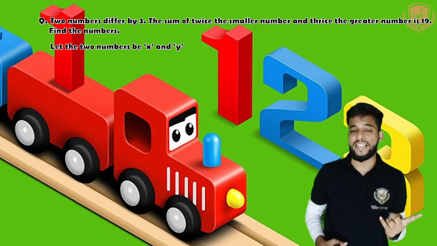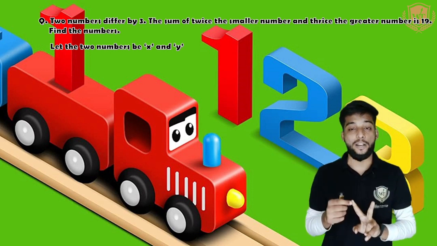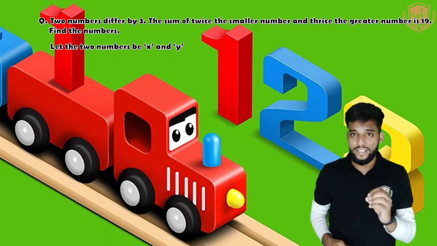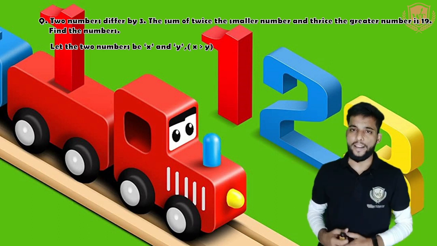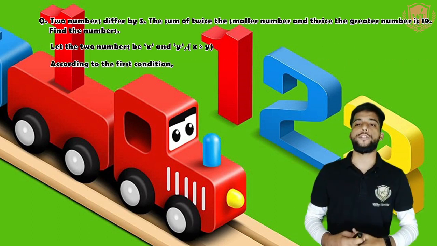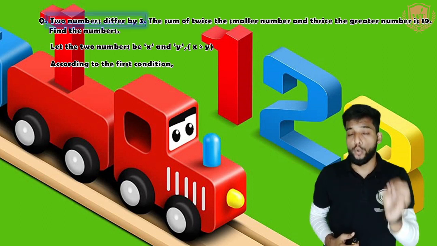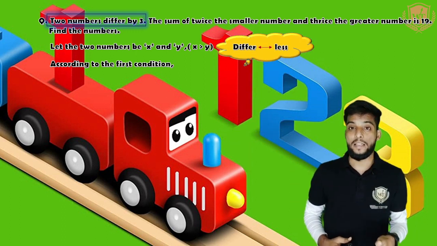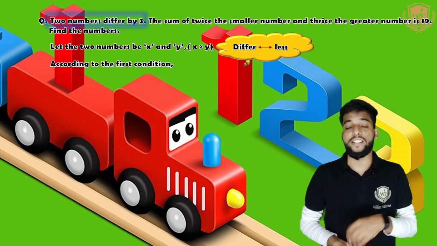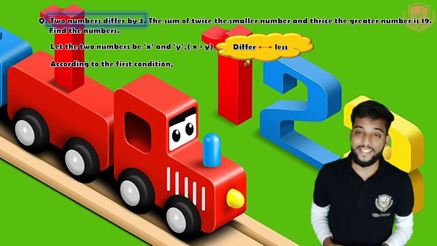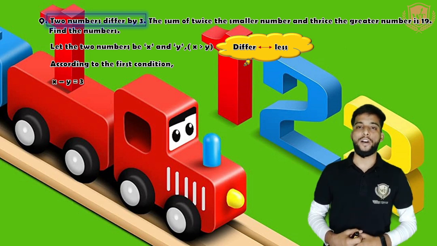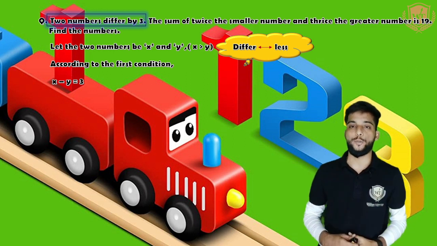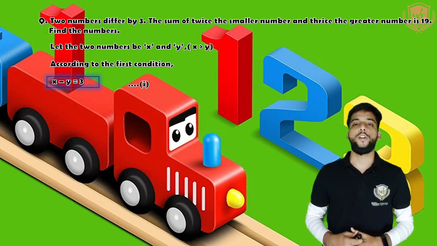Now students, as in the previous slide I told you, whenever you have two numbers, एक number greater होगा, एक number smaller होगा, तो वो mention करना is very important. So in this case, we are taking x greater than y. Simple. Now let us focus on the first condition, students. The first condition is two numbers differ by 3. Differ मतलब less. मतलब दोनों numbers के बीच में का difference is 3. Less मतलब minus sign. So we'll write x minus y equals to 3. Perfect, because x is greater than y. इसीलिए x minus y. So this is our equation number 1.